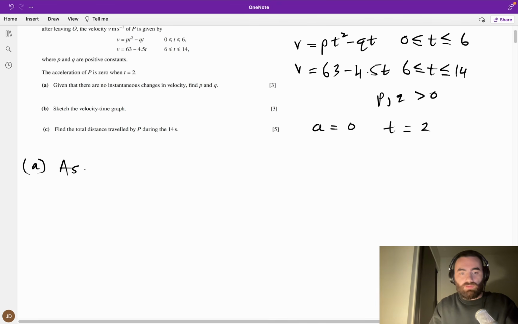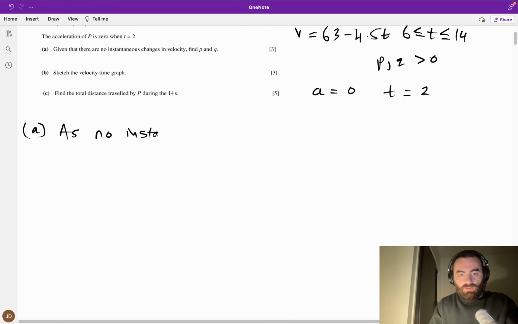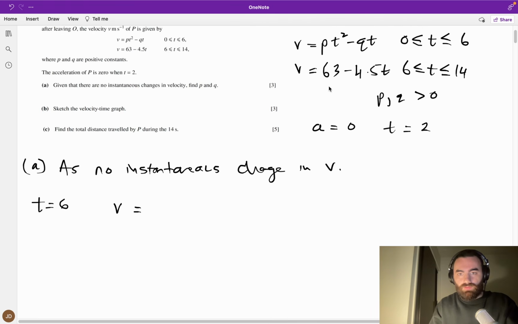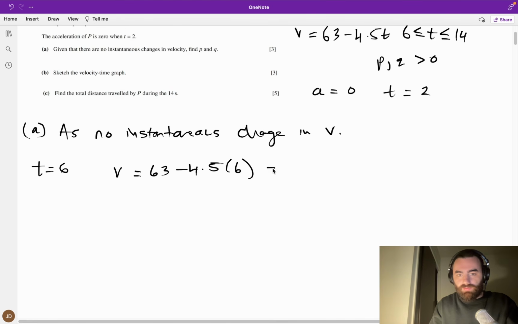The first equation relating the two comes from there being no instantaneous change in v. So when t equals 6, v will equal 63 minus 4.5 times 6, which equals 36.